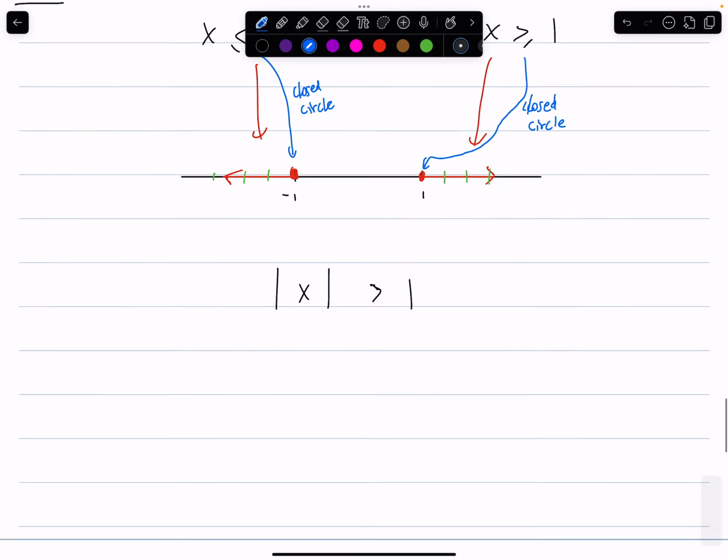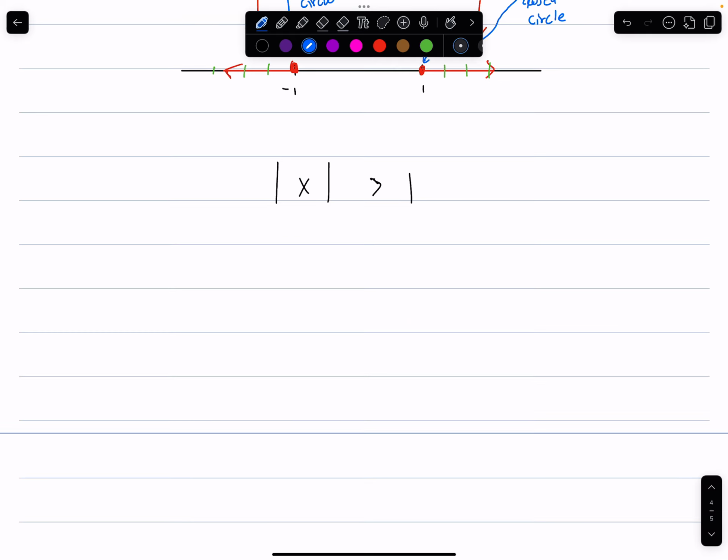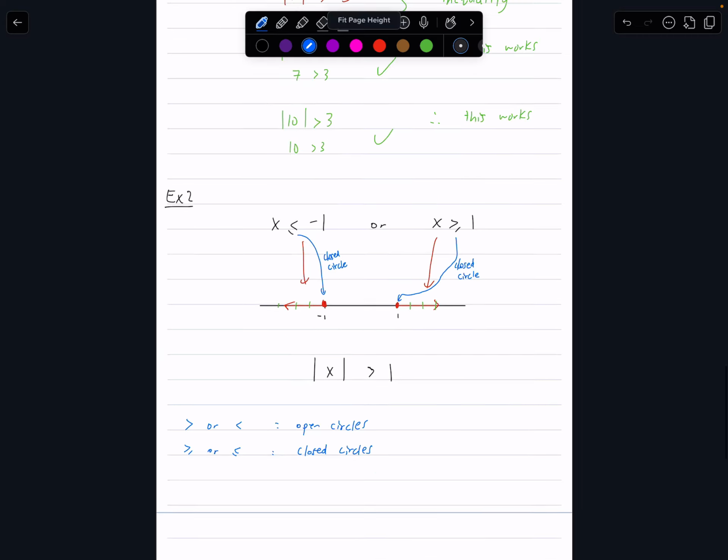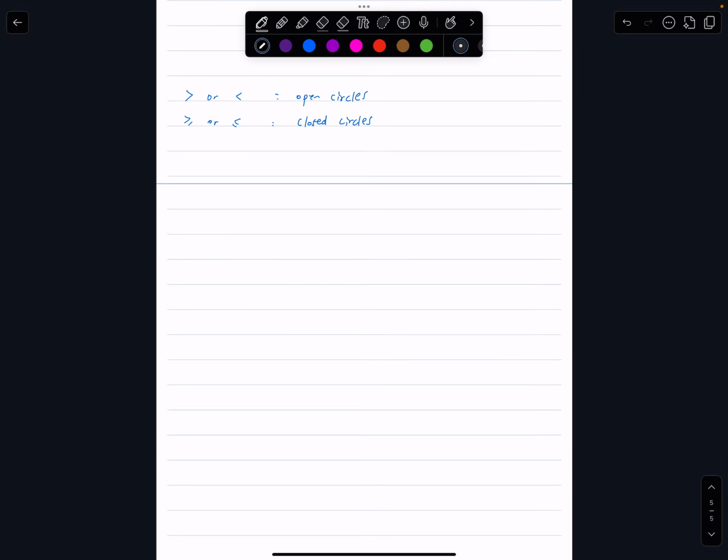Okay, so that's something I'm going to write over here. So greater than or less than, you'll have open circles. And greater than or equal to or less than or equal to, you'll have closed circles. Okay, these are little things that you got to be aware of. So let's look at another example. Example 3.